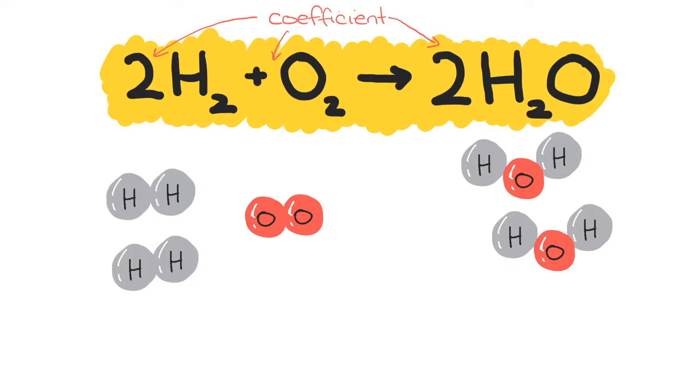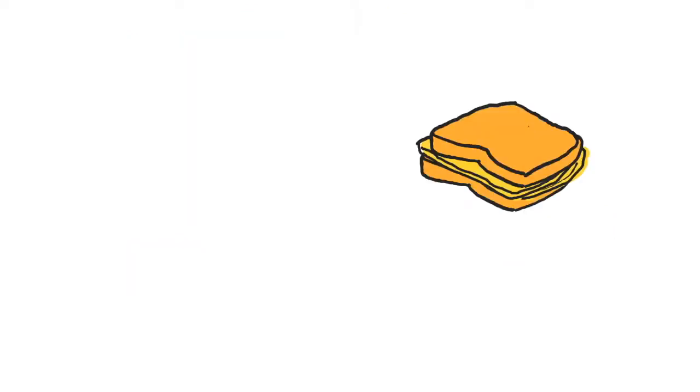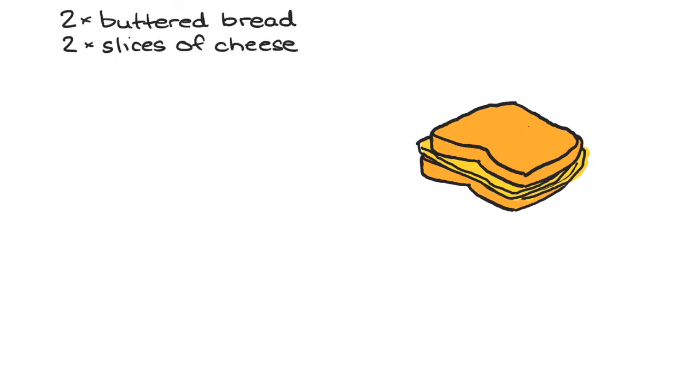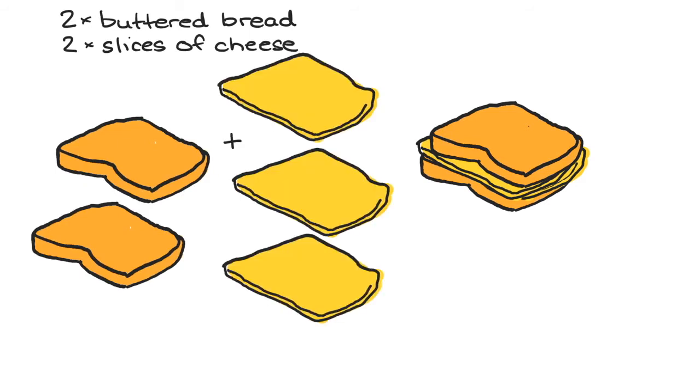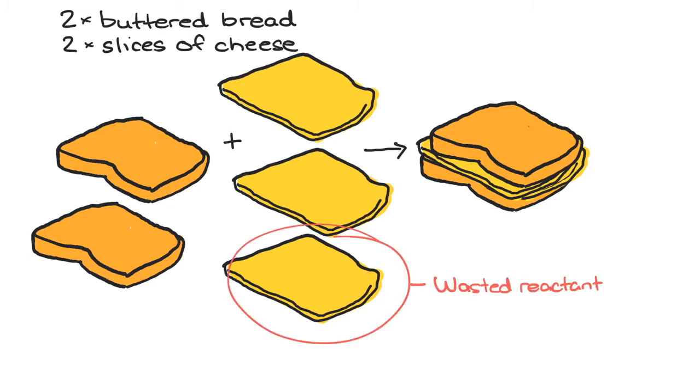Now, these quantities are important to know to minimize wasted reactants or calculate expected product quantities. Think of a cheese toastie. A good one requires 2 slices of buttered bread and 2 slices of cheese to produce the toastie. If you're given 2 slices of buttered bread and 3 slices of cheese, you would still only end up with 1 cheese toastie. The 1 slice of cheese would be a wasted reactant in the process. The study of these quantitative aspects of formula and equations is known as stoichiometry.